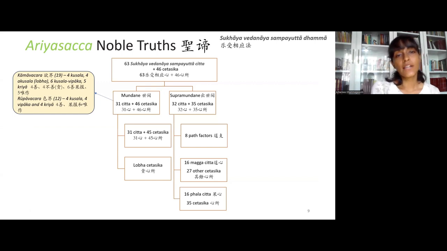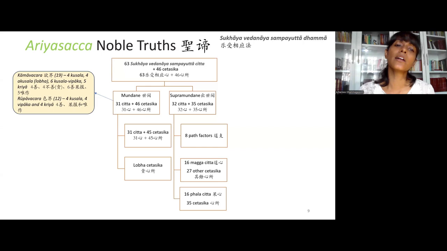And now we come to the last category, ariya sacca, the noble truths. So the easiest way to classify our analytical states under the ariya sacca is to divide them into 2 categories, mundane and supramundane. So we have 63 chitta and 46 cetasika. And when we divide these into 2 categories, we get 31 mundane chitta arising together with 46 cetasika. And under the supramundane category, we get 32 supramundane chitta and 35 cetasika.